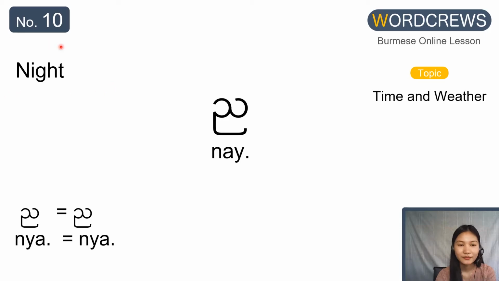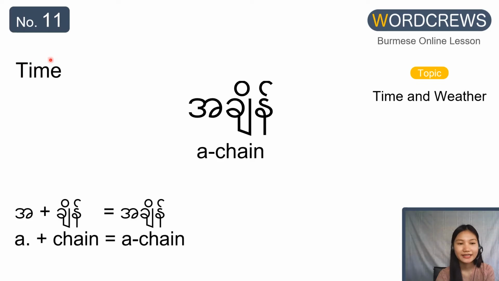The next one is night, nya. Here we only have one alphabet, Nya, and it's pronounced nya. Night, nya.